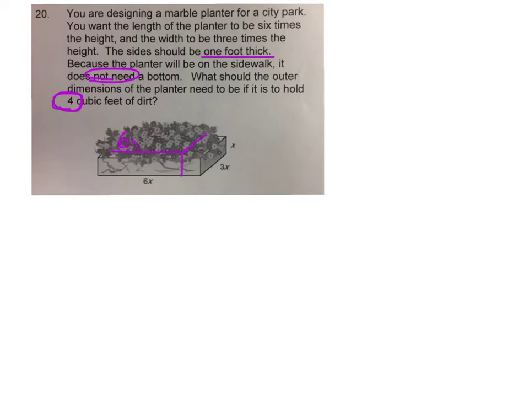Well, this side would be 6x minus 2 because I have a foot on either side. This side would be 3x minus 2 because I have a foot on either side. The height is going to be just plain x because it tells me I don't have a bottom. So if I multiply those all together, which would be volume, that has to equal 4.